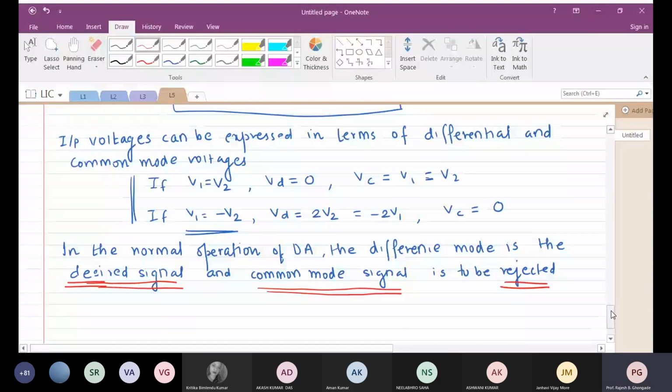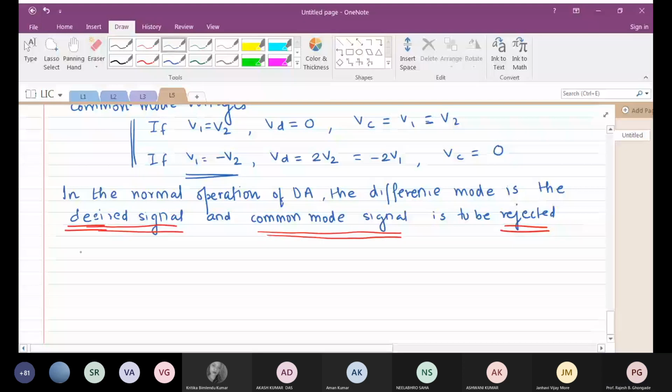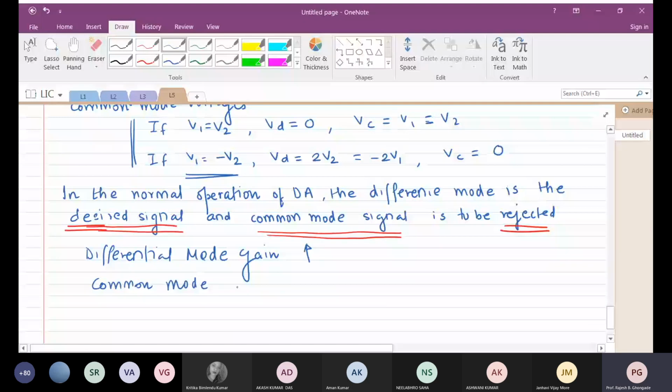So just in continuation with that, my differential mode gain should be as high as possible, and common mode gain should be as low as possible. This is the takeaway for today.